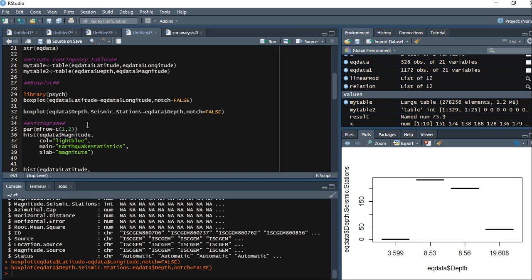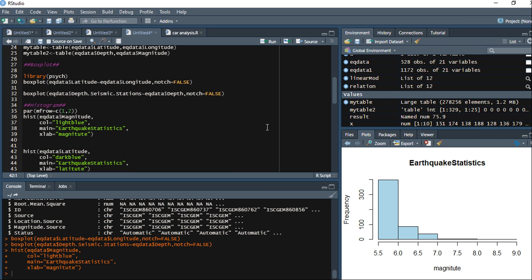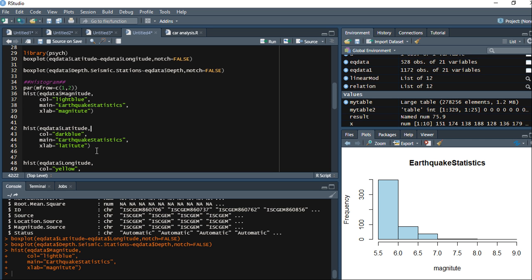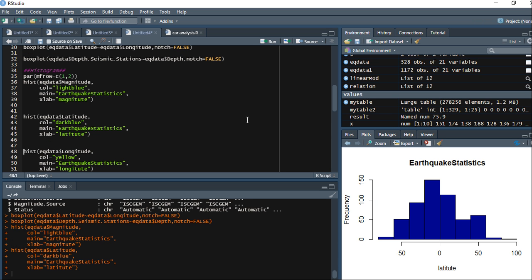Let's move on to histograms. Here is a histogram of magnitude. On the left-hand side we have the frequency on the x-axis, and on the y-axis we have the magnitude, and here is the histogram of that. The next is of latitude. Here on the x-axis we have the frequency, on the y-axis we have the latitude, and here is the histogram of earthquake statistics.